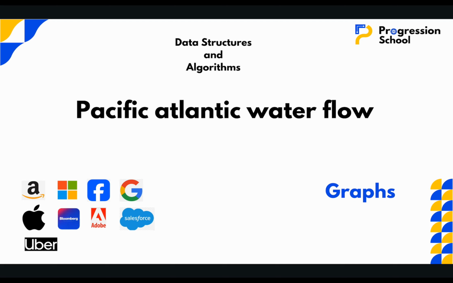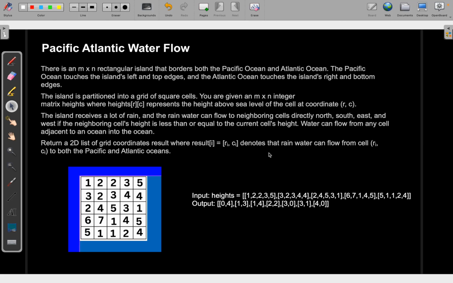Now let's check out one more problem on graphs, Pacific Atlantic water. There is an M cross N rectangular grid. Here you can understand this is 5 cross 5, where 5 is M and the next 5 is N. That borders both the Pacific Ocean and Atlantic Ocean. Here you can see there are two different colors. This is your Pacific Ocean, and this is the Atlantic Ocean.